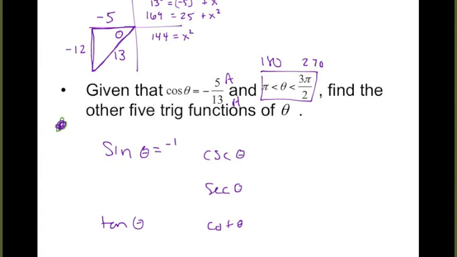Sine is opposite over hypotenuse. Tangent is opposite over adjacent, and we can cancel those double negatives. Cosecant flips over sine. Secant flips over cosine. And cotangent flips over tangent. Questions?